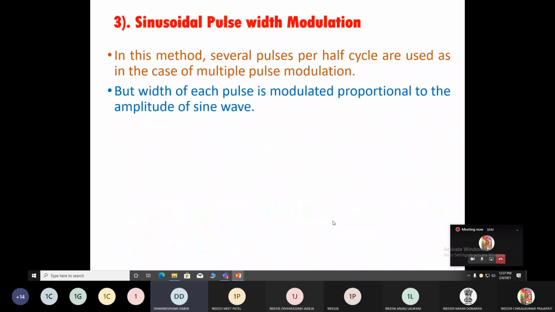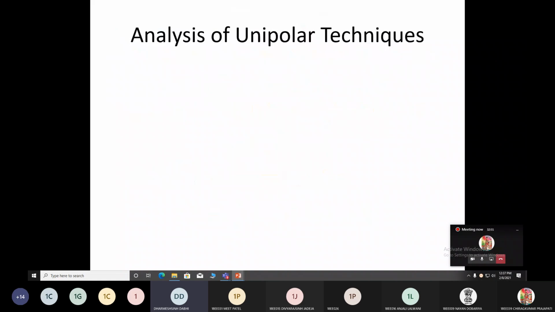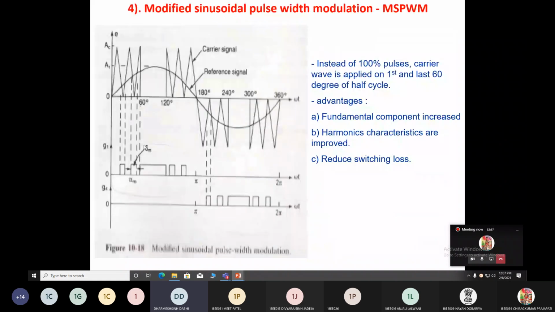So to increase this fundamental component in the sinusoidal pulse width modulation technique, we make this modification. We apply the triangular wave, you can see here in this figure, on the first 60 and last 60 degrees of the half cycle. So in between 60 to 120 degrees, you get a large value of the output voltage because a large gate pulse is applied.